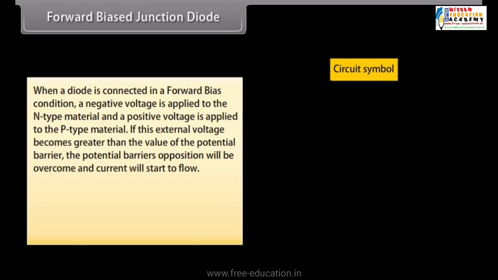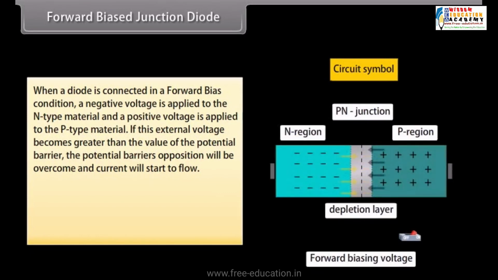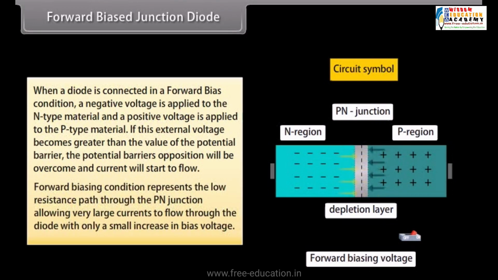Forward-biased junction diode. When a diode is connected in a forward bias condition, a negative voltage is applied to the n-type material and a positive voltage is applied to the p-type material. If this external voltage becomes greater than the value of the potential barrier, the barrier's opposition will be overcome and current will start to flow. Forward biasing condition represents the low resistance path through the PN junction, allowing very large currents to flow through the diode with only a small increase in bias voltage.